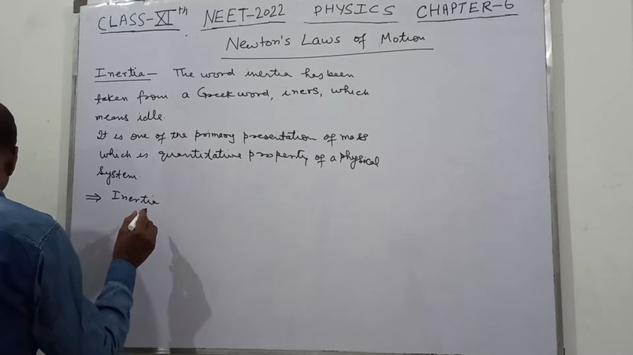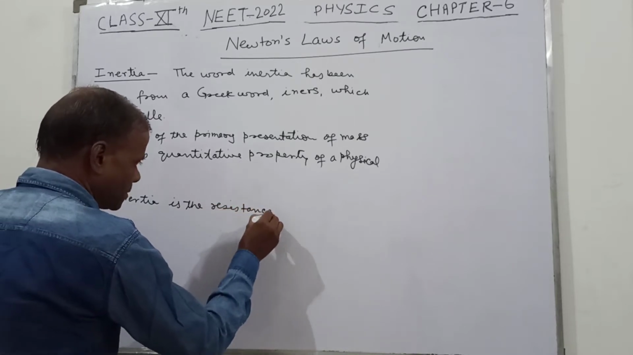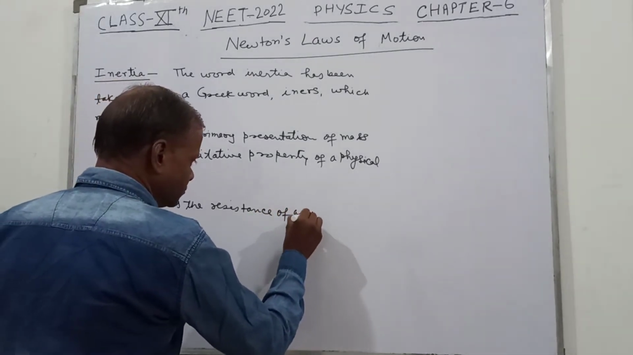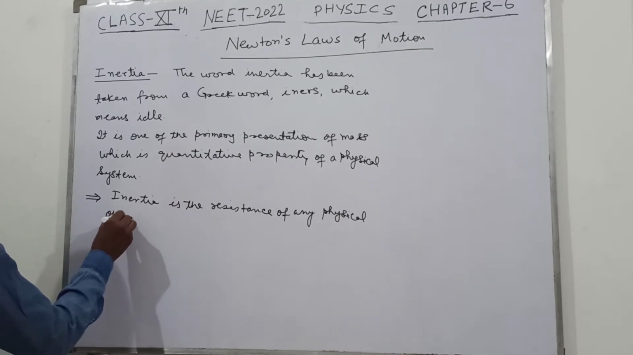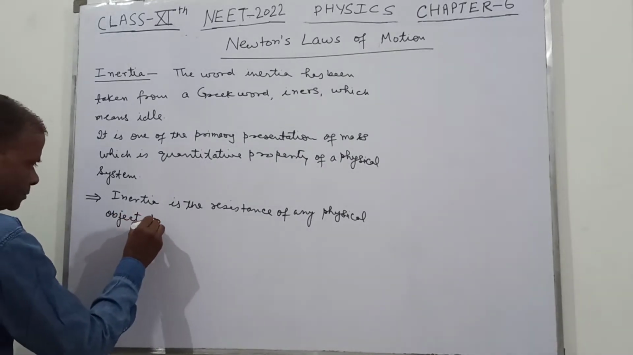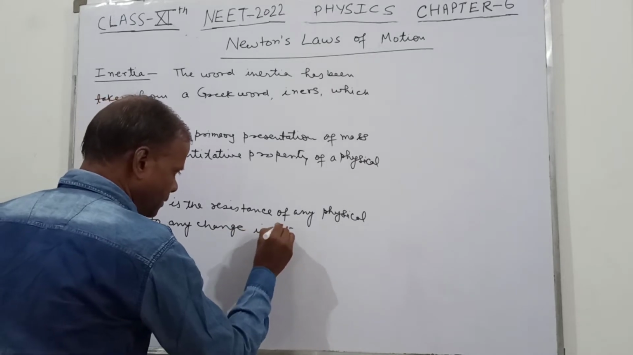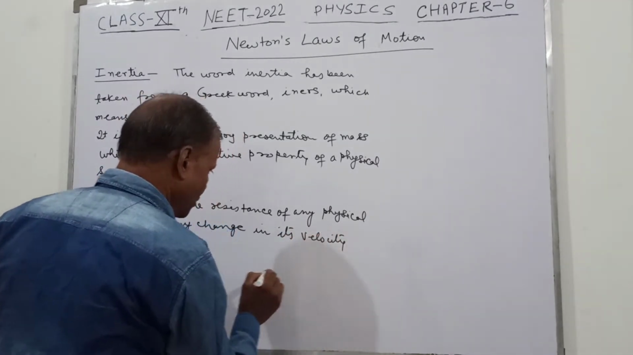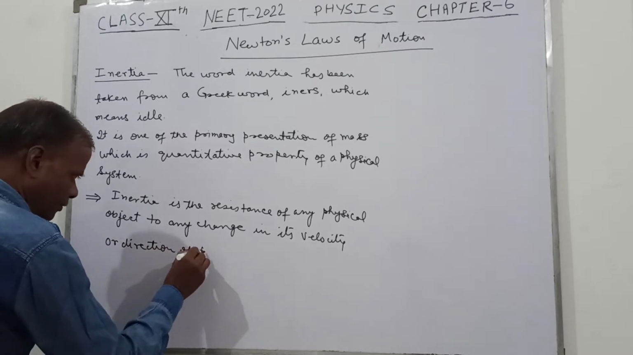Inertia is the resistance of any physical object to any change in its velocity or direction of velocity.